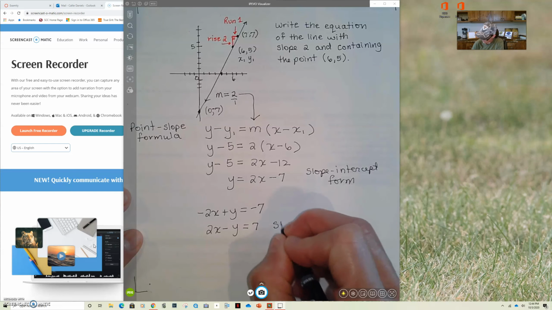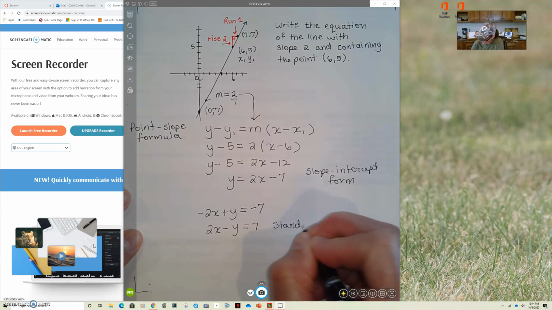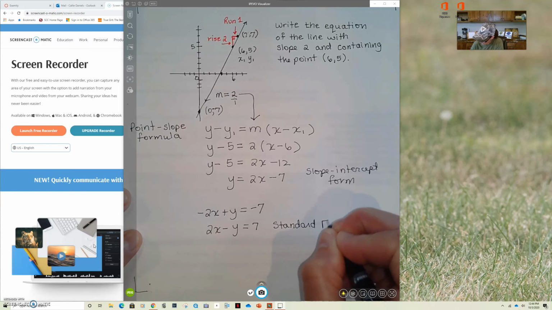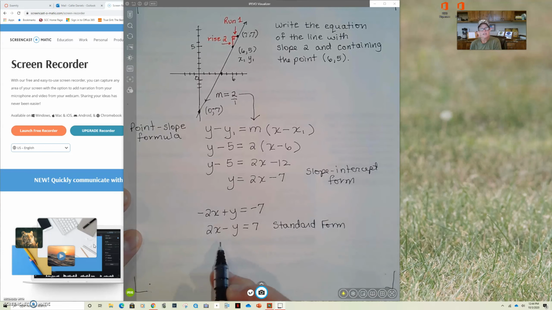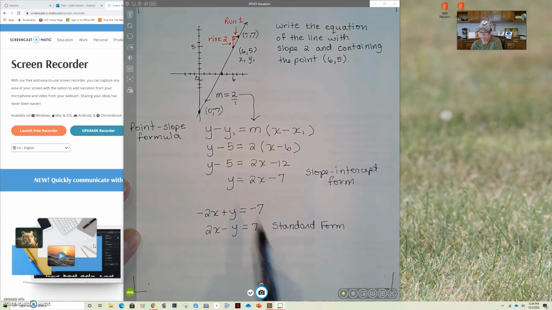And this we call standard form. So if you're asked to write the answer in standard form, you would give 2x minus y equals 7. If you're asked to write the answer in slope-intercept form, you would write y equals 2x minus 7.